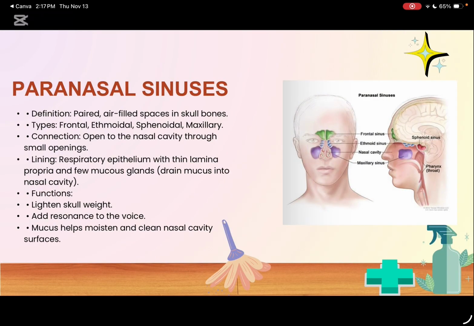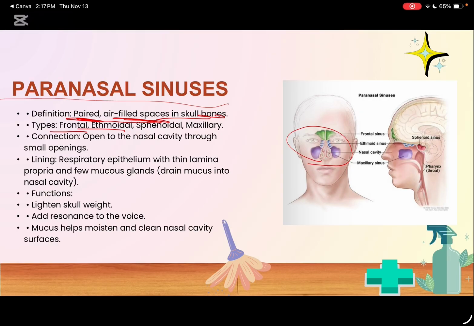Moving on now to the paranasal sinuses. What's the definition? Basically, the paranasal sinuses are paired, air-filled sinuses in the skull bones. I'll get into details here. The types we have are the frontal, ethmoidal, sphenoidal, and maxillary.